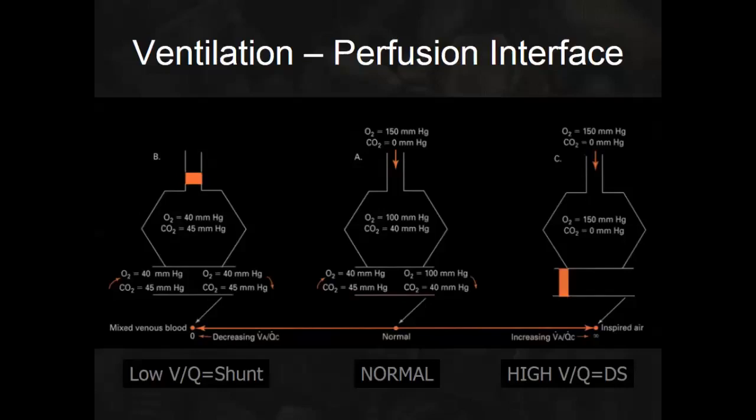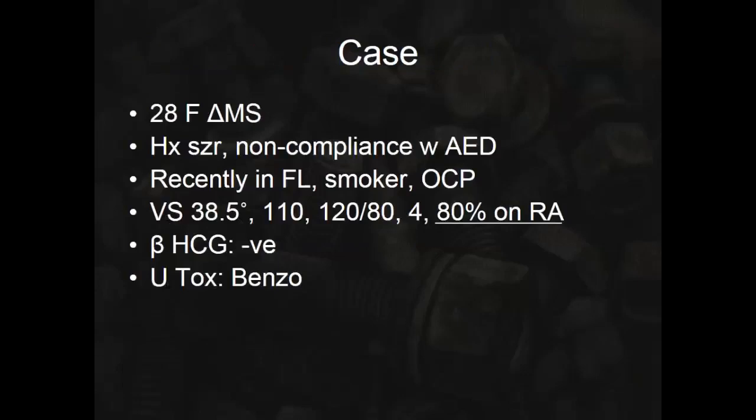Good. Okay. So, a 28-year-old lady with altered mental status, has a history of seizure, non-compliance with AED. Recently went to Florida. She's a smoker on OCP. Perfect storm for PE. Good. She comes in febrile, tachypneic, not hypotensive, hypoxic, but she also has a respiratory rate of 4. Now remember, she has a history of seizure. Not pregnant, has benzos on board.